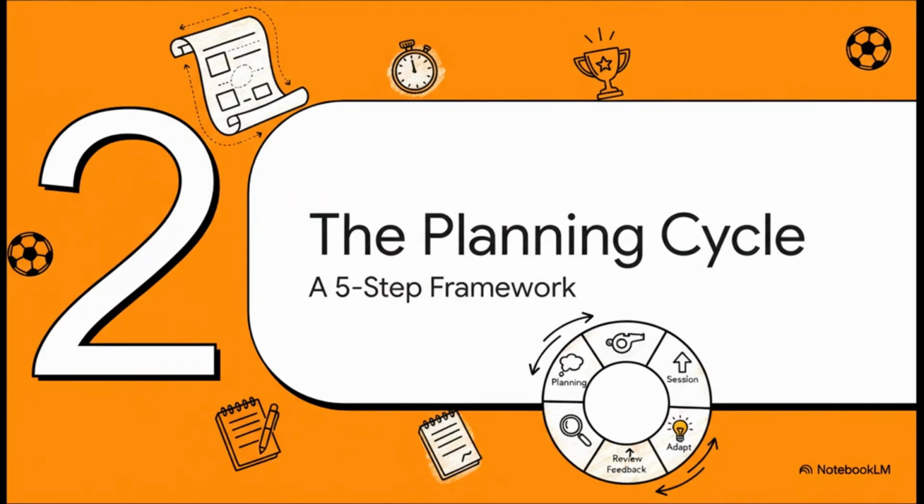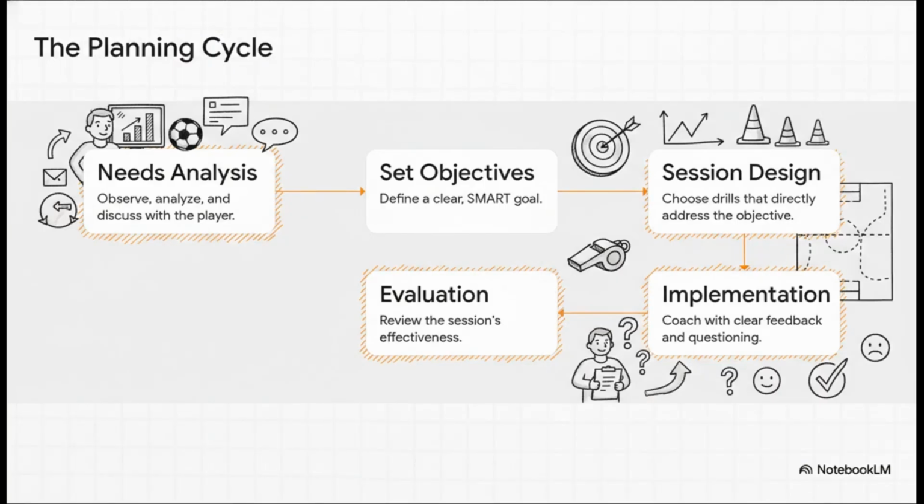So how do we actually build these powerful sessions? Well, it all comes back to a framework. In this 5-step planning cycle, this is your blueprint. This is the secret sauce. This cycle is the engine that drives everything. First, you do your homework, the needs analysis. You watch games, maybe you look at some data, but most importantly, you actually talk to your player. From there, you set a crystal clear objective. Then you design the session, you go out and coach it, and finally, you review how it all went. It's a loop, a repeatable process that makes sure every single session has a clear purpose.